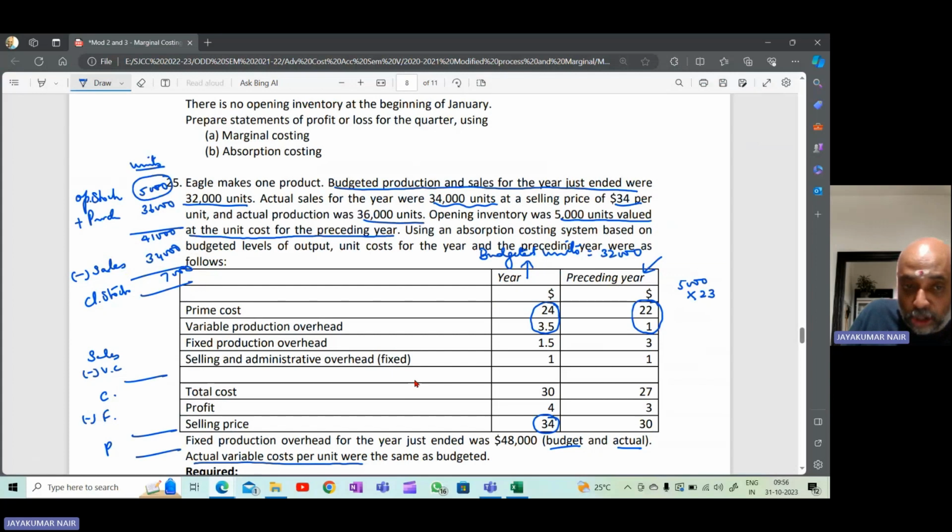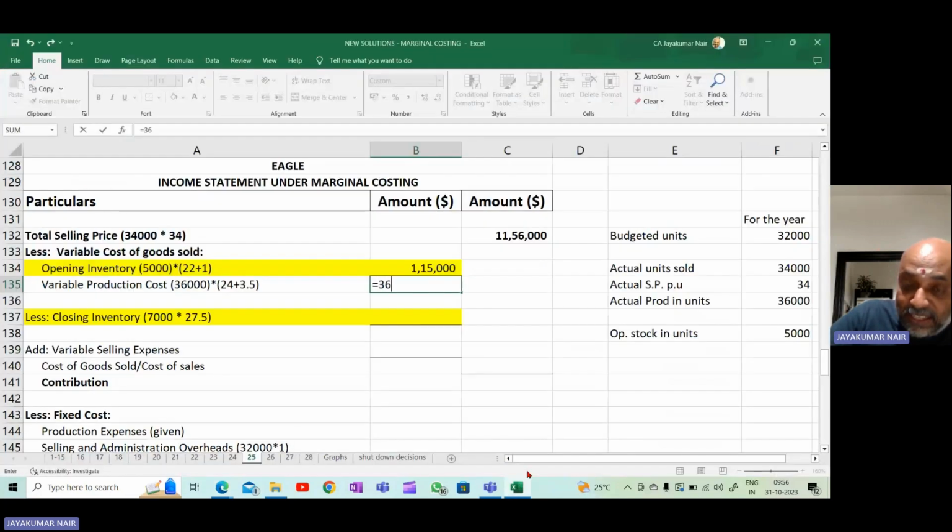So total variable cost is prime cost plus variable production overheads, that is 24 plus 3.5. 24 plus 3.5 will give you the total variable cost for the current year. Therefore, it is 36,000 units you produced, and the variable cost per unit is 37.5. So variable cost of production is 9,90,000.